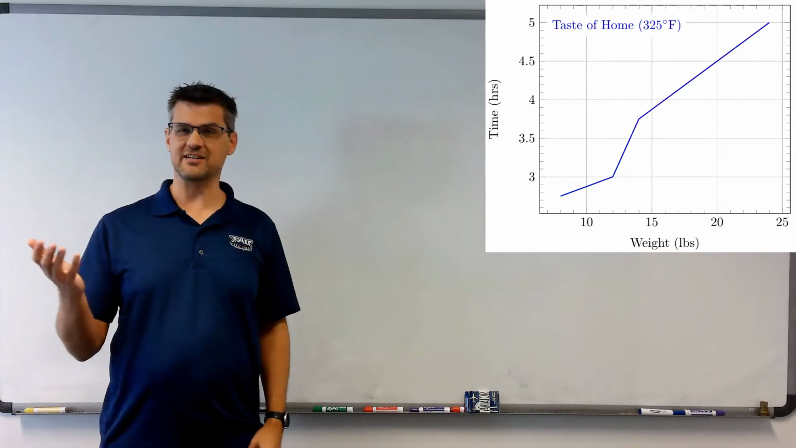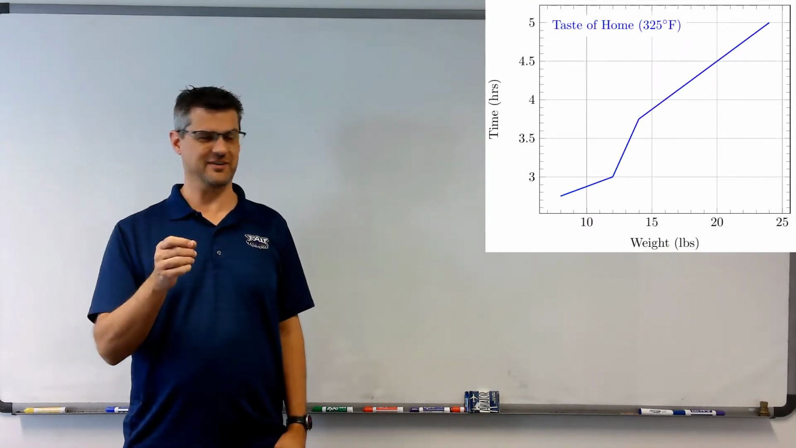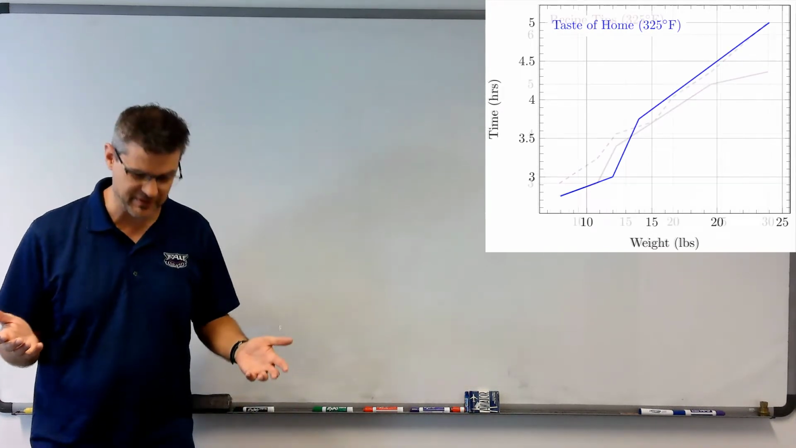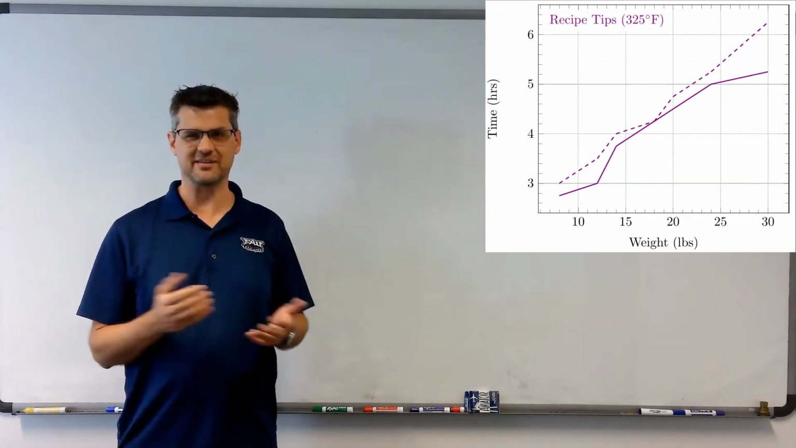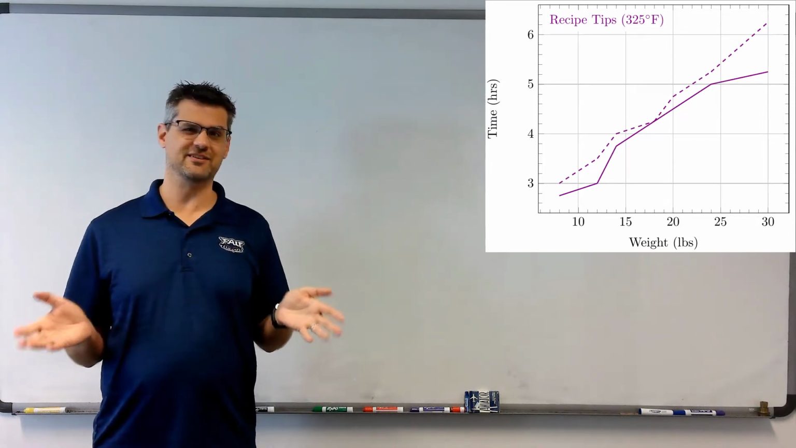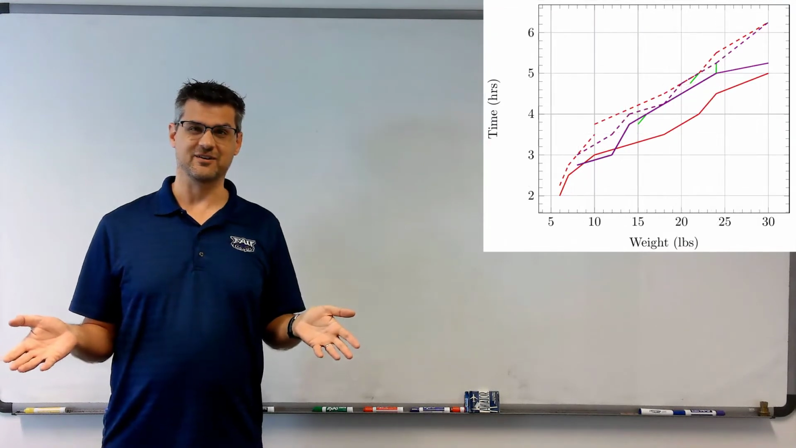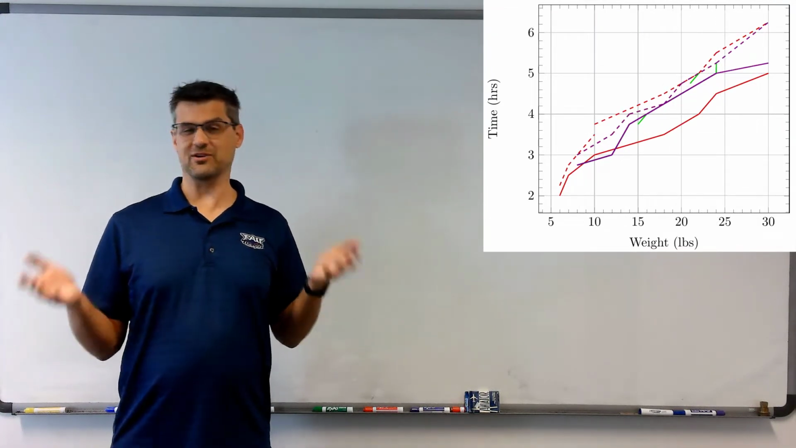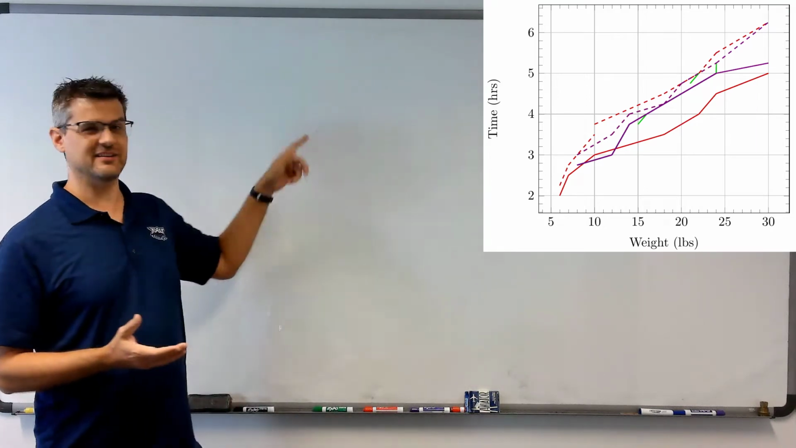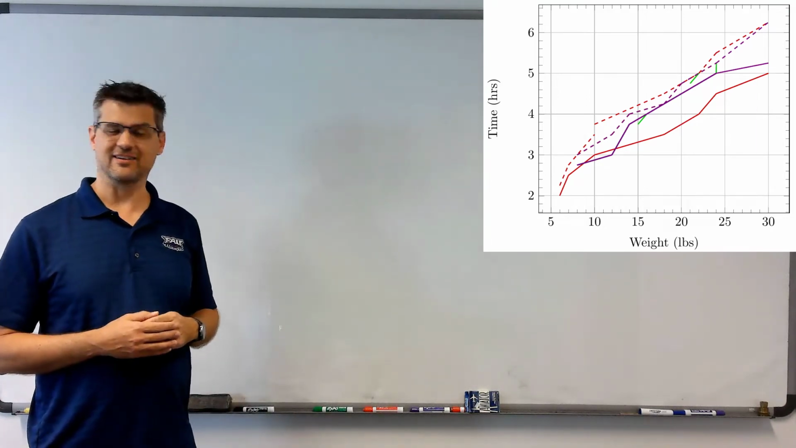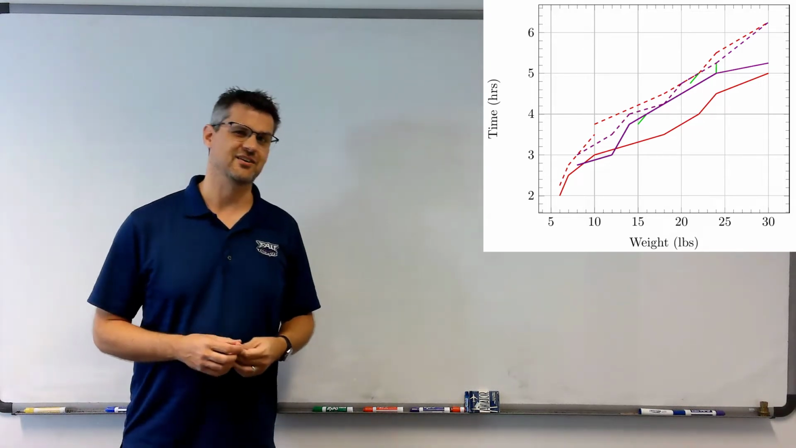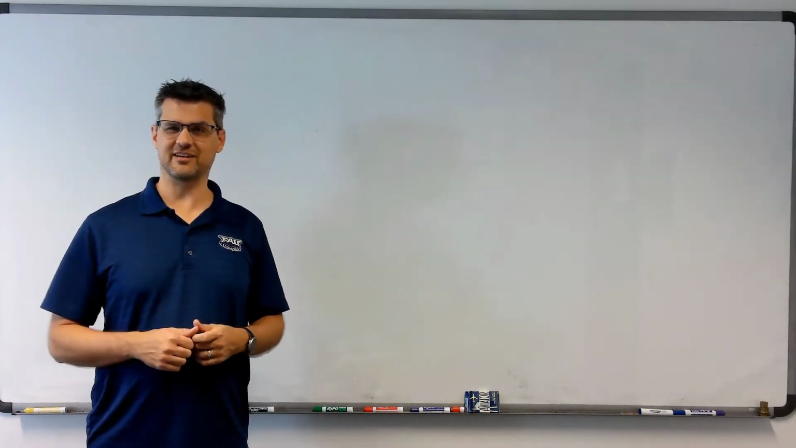Or maybe we go to Taste of Home. That sounds like a delicious bird. Okay, that seems pretty reasonable. Or recipe tips. That's another place that we can look, right here. Now, none of these curves looks the same. So who's right? Who's wrong? I mean, cooking is clearly an art, because when I look at these data all put together, it's clearly not a science. So how would a scientist go about cooking a turkey like this?